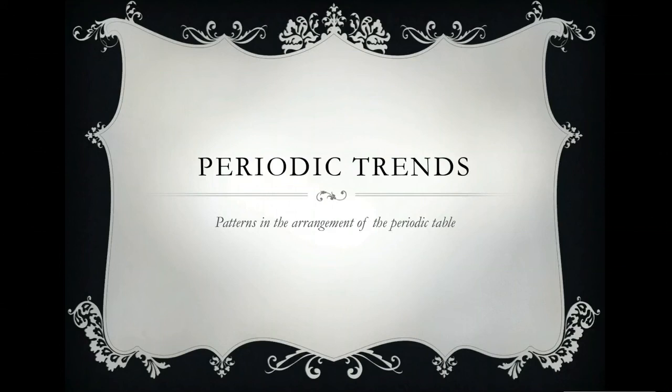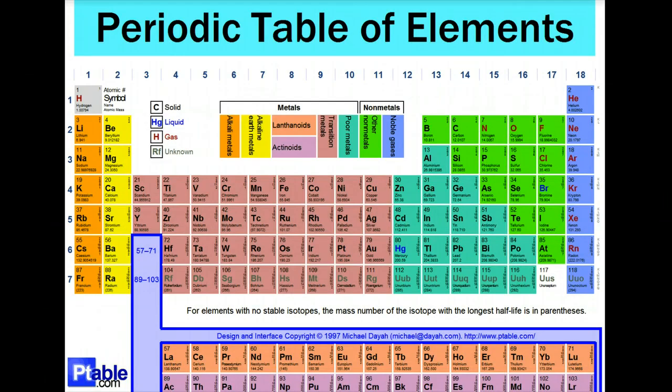Okay, in this video we're going to talk about periodic trends that we see in the periodic table, patterns. In total there are, depending on what website you look at, between 6 and 7 trends in the periodic table. But I am only going to have you guys know 3 of them.